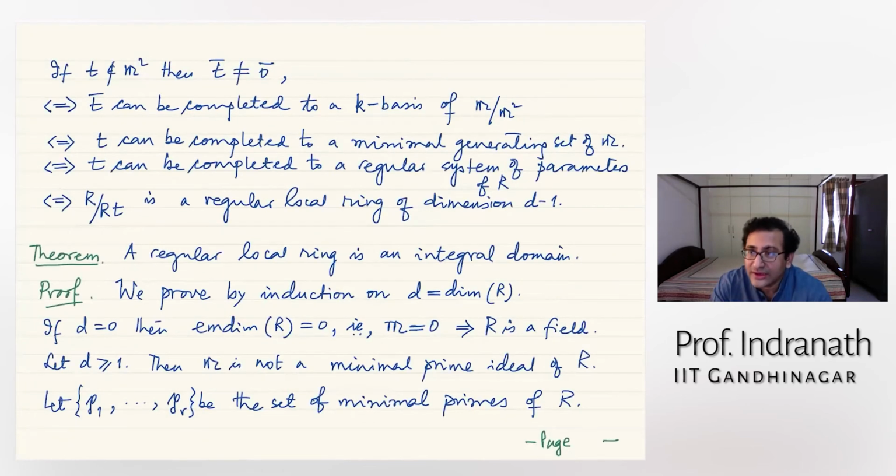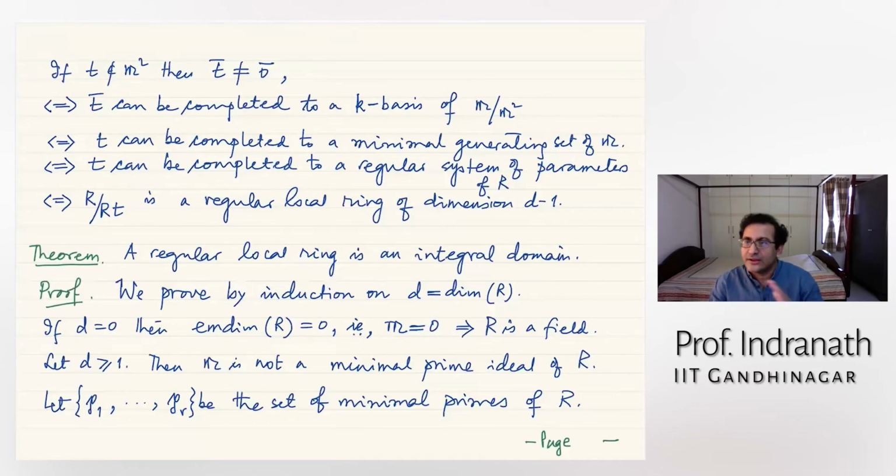Once you see this a number of times, you see there's a routine argument. So if you have this, then it's non-zero, and therefore you complete it to a K basis. And that is if and only if T can be completed to a minimal generating set of M. This we know, right? So therefore T can be completed to a regular system of parameters of R. That's exactly what we need. And therefore it's a regular local ring of dimension D minus 1.